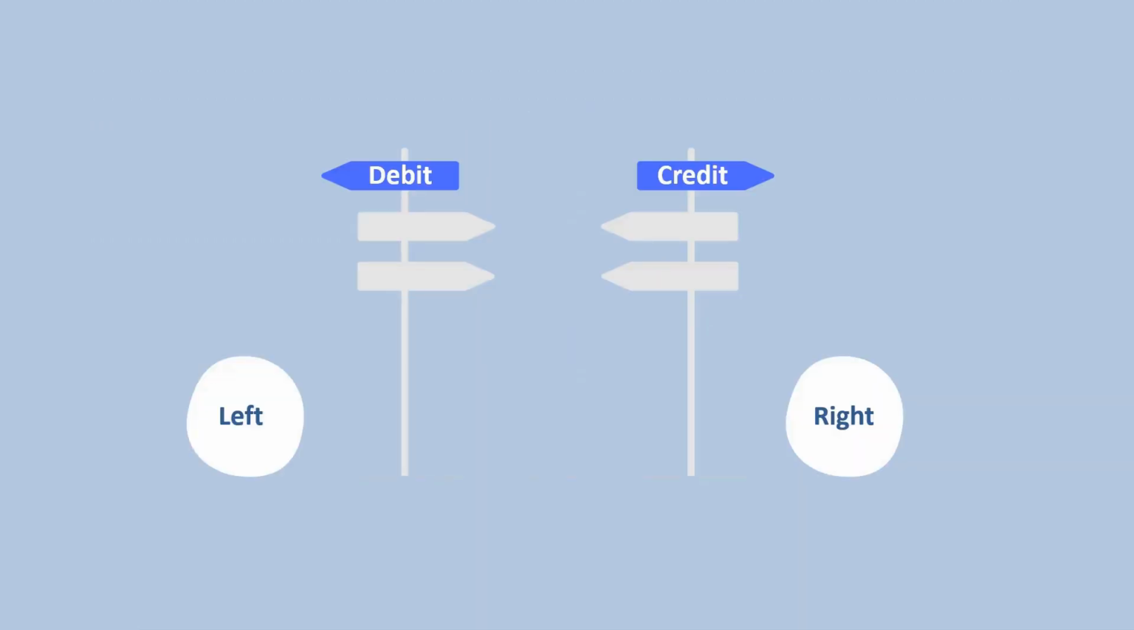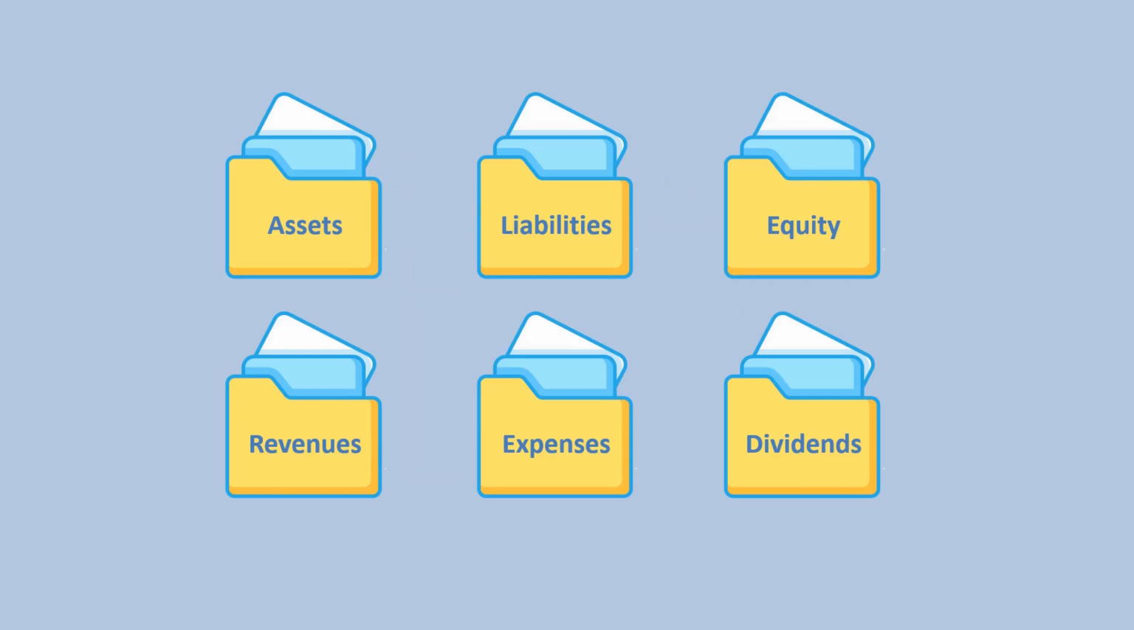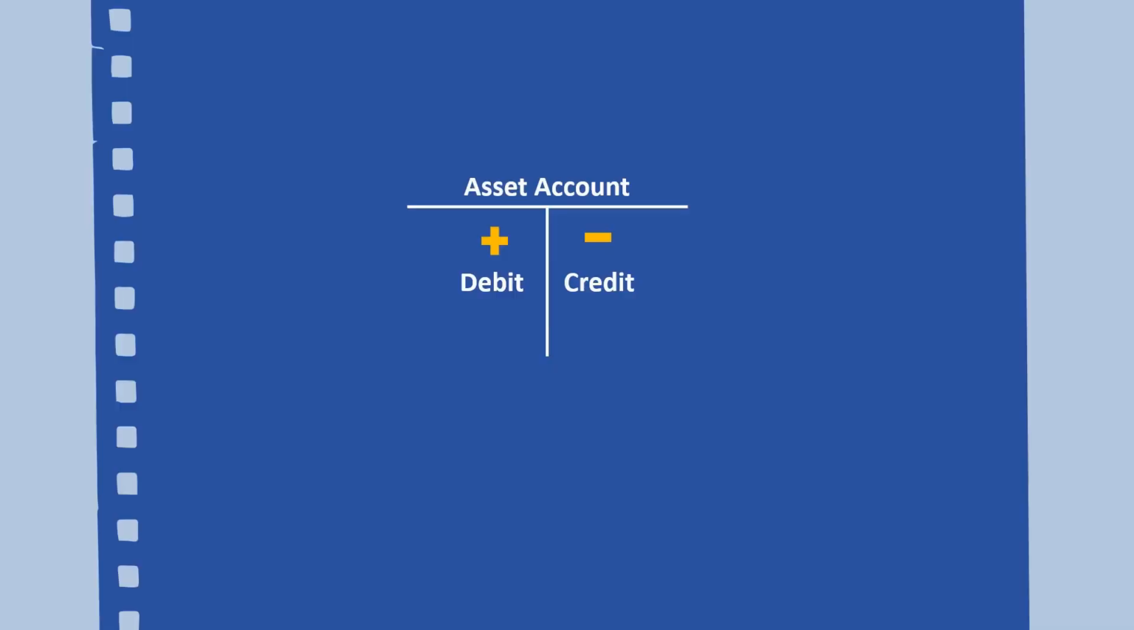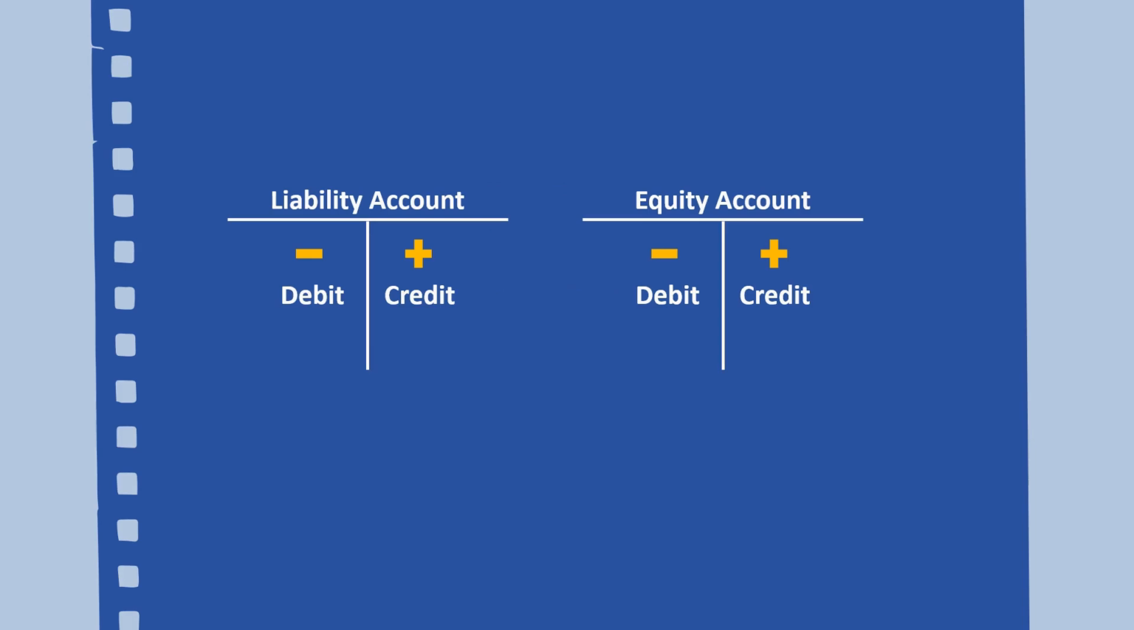And remember, in accounting, debit means left and credit means right. They don't signify an increase or decrease on their own. Their meaning for increases or decreases depends on the type of account. For asset accounts, debits mean increases and credits mean decreases. But for liabilities and equity accounts, it's the opposite. Debits mean decreases and credits mean increases.